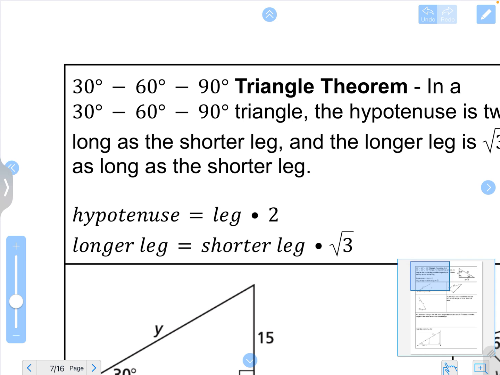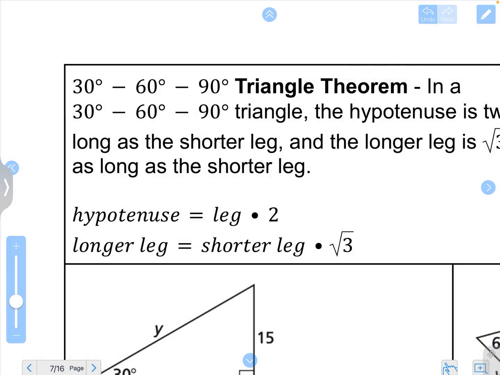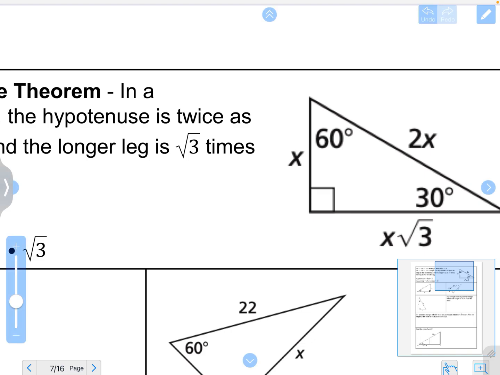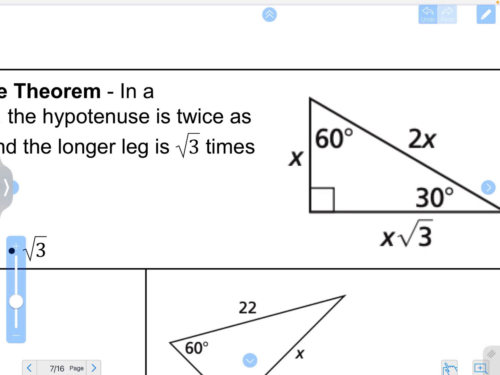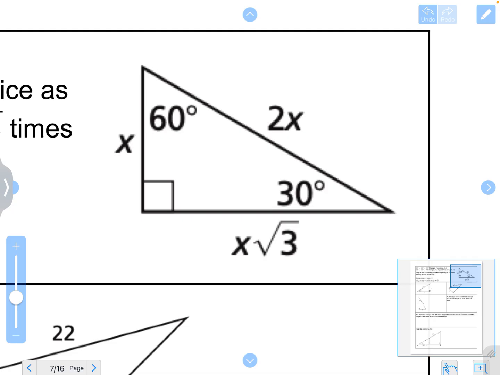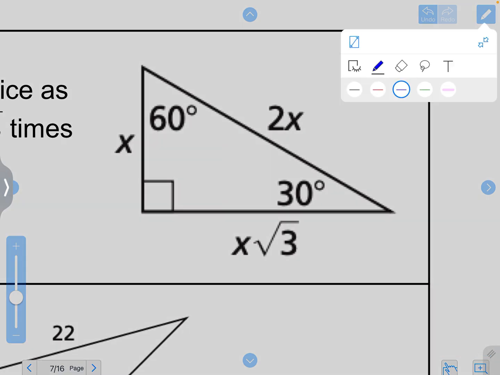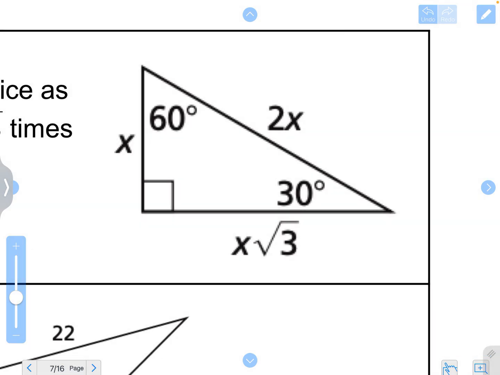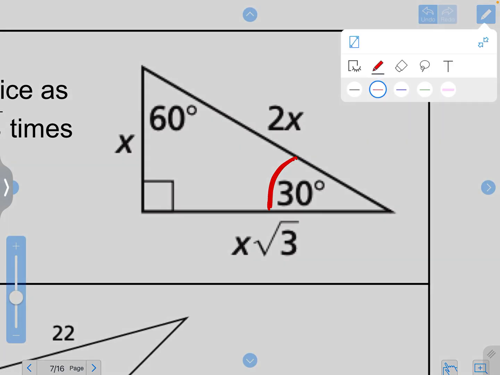All right, so now we're going to look at our other rules. Our other rule is for a 30, 60, 90 triangle. So a 30, 60, 90 triangle is a little bit more complicated because instead of having the isosceles triangle, it's a scalene triangle with 3 different side lengths. So the first and the most important thing is we always need to identify our 30-degree angle.